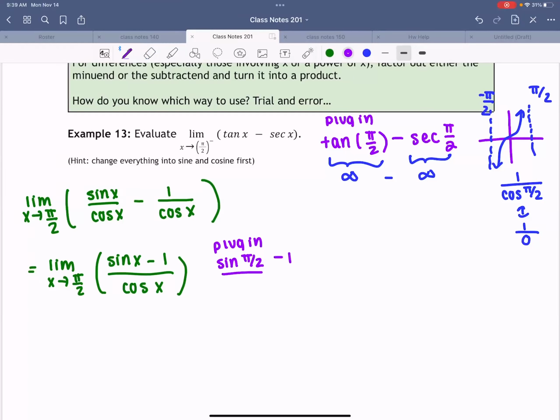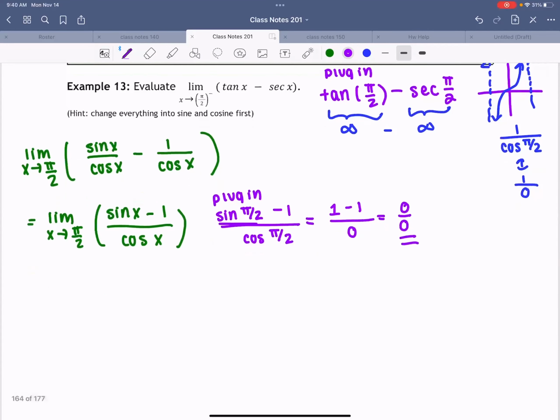Sine pi over 2 minus 1 over cosine of pi over 2. What's the sine of pi over 2? It's 1. Good. And what's the cosine of pi over 2? 0. Good. So 1 minus 1 is 0 over 0. This is an indeterminate form, and yes, we can use L'Hopital's rule because L'Hopital's rule only works for indeterminate forms that look like that.